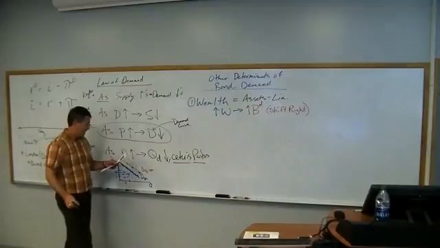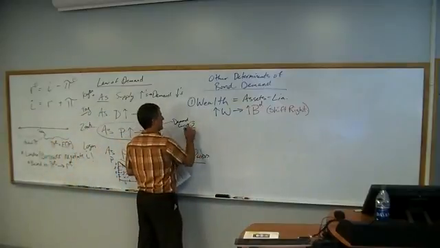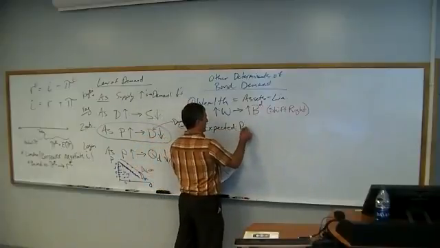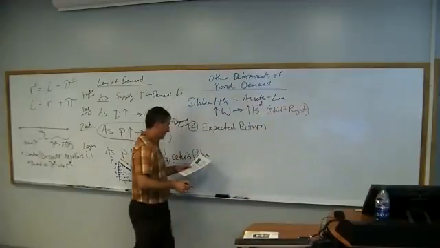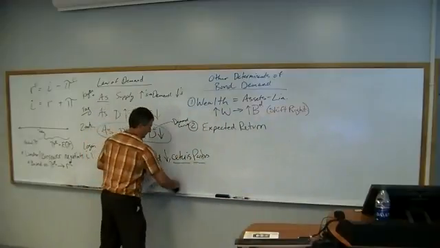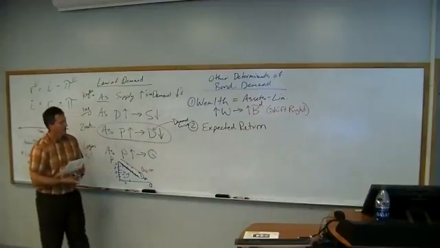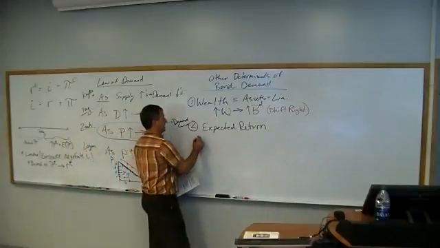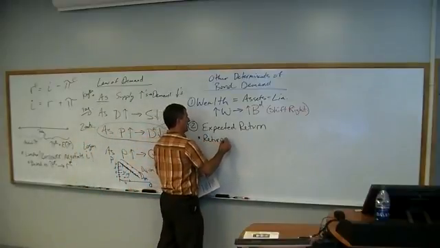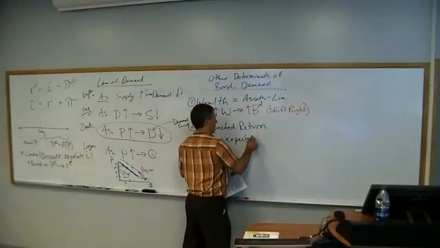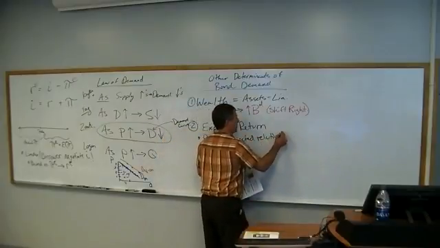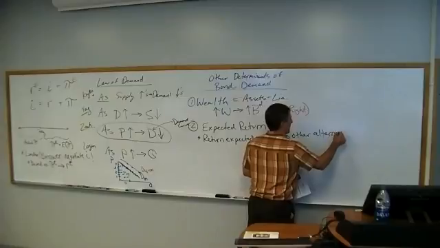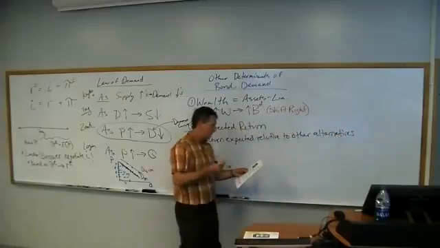All right, number 2. Expected return. So this is the return expected relative to other alternatives.